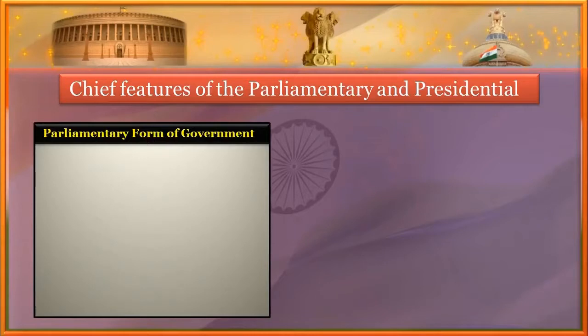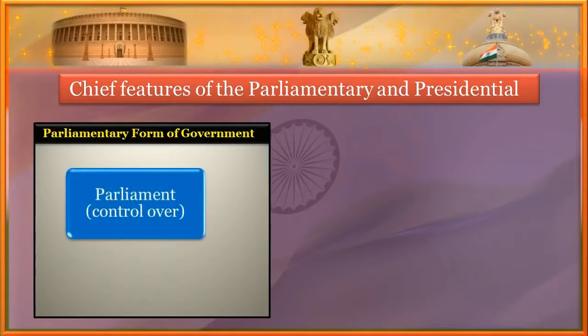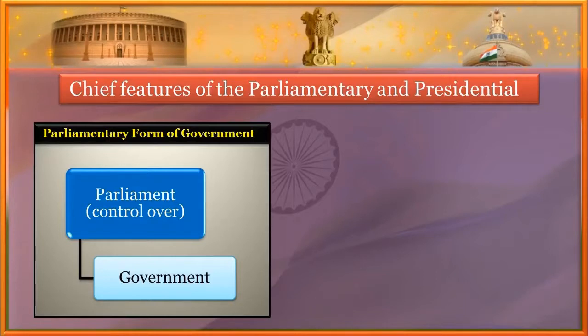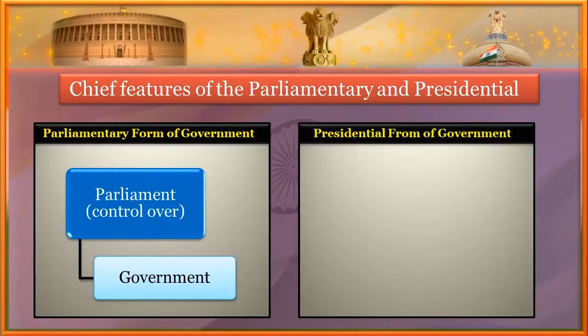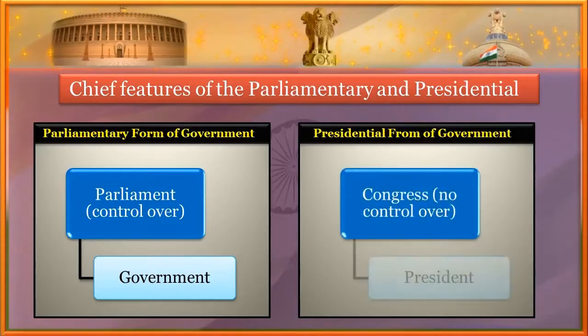Parliamentary form of government: the parliament has full control over the government, and if the prime minister loses majority, his government has to resign. Presidential form of government: as in USA, Congress has no control over the president. As such, he cannot be easily removed during his tenure. It is also called the congressional system.